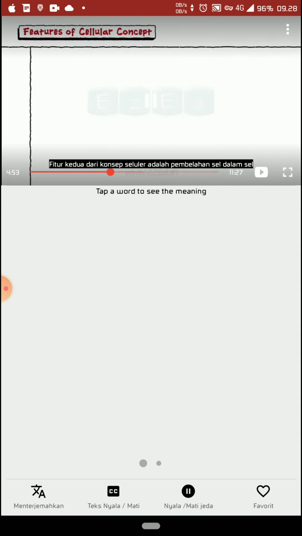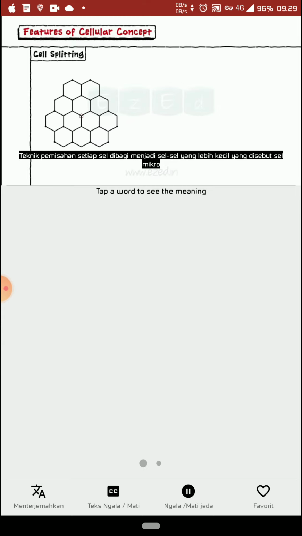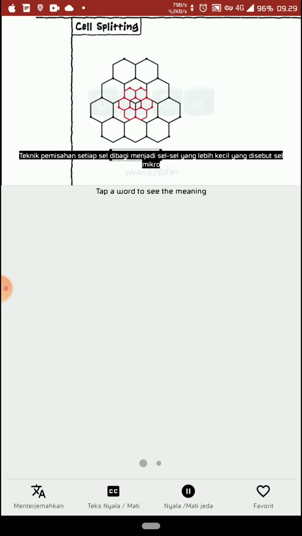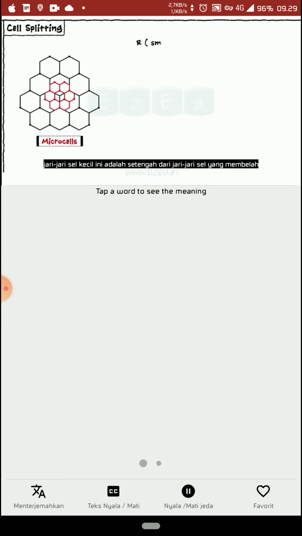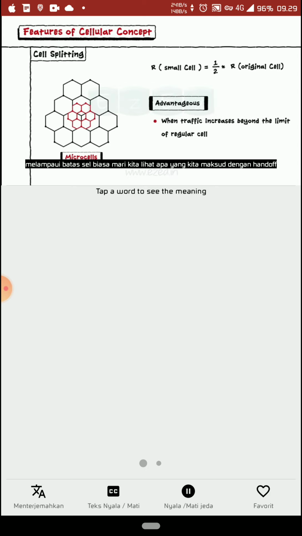The second feature of the cellular concept is cell splitting. In the cell splitting technique, each cell is divided into smaller cells, known as microcells. The radius of these small cells is half of the original radius. The cell splitting technique proves advantageous when the traffic of cell phone users increases beyond the limit of a regular cell.